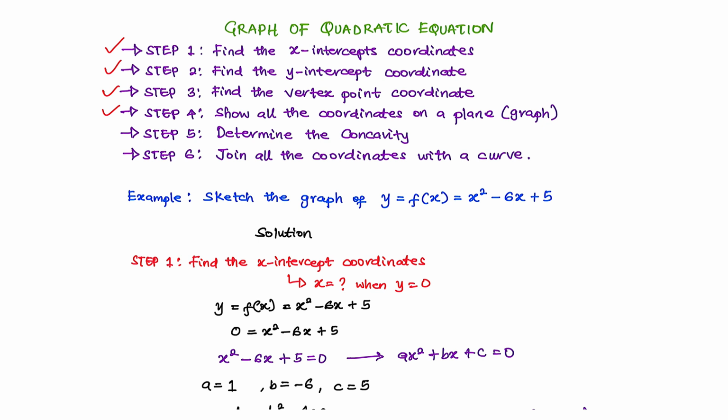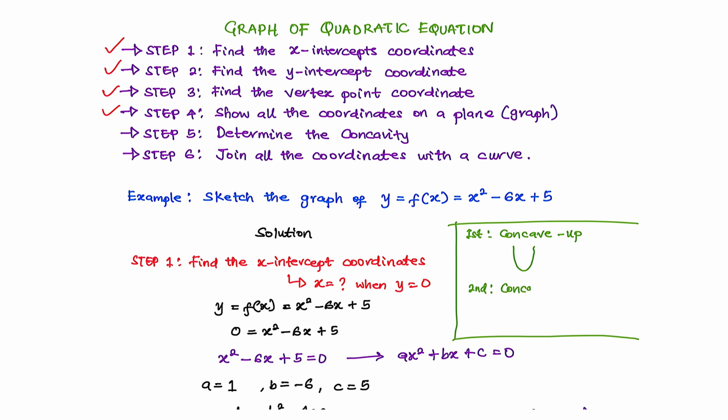Step 5 says determine the concavity. Determining concavity simply means there are two possible concavities we can have. The first one is concave up, which means the quadratic graph will look like a U. And the second concavity we can have is what is called concave down, which means the graph will look like an N. So when do we have a concave up? When do we have a concave down?